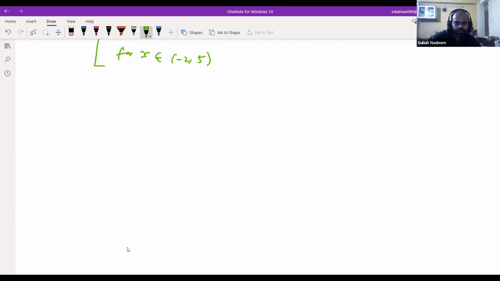Next one is 2x square minus x cube greater than equal to 2 minus x, where x belongs to real numbers. So you have to solve this inequality.